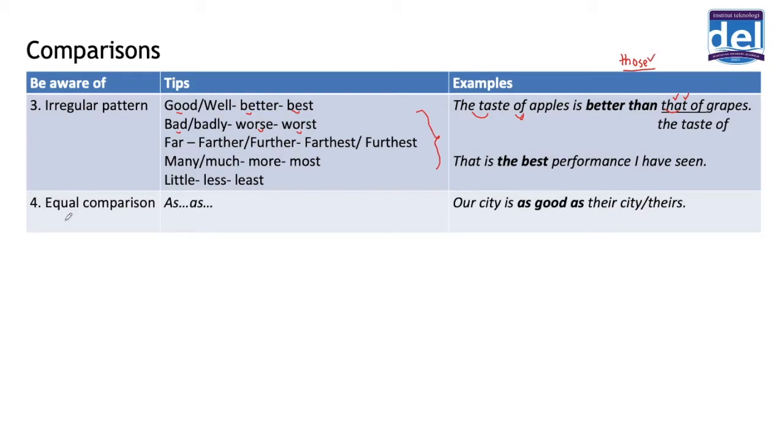And the other thing that you should be aware of is the equal comparison. This is one of the expressions as blank as, like as adjective as. For example, our city is as good as their city, or our city is as good as theirs. If it is negative, it can be our city is not as good as their city.